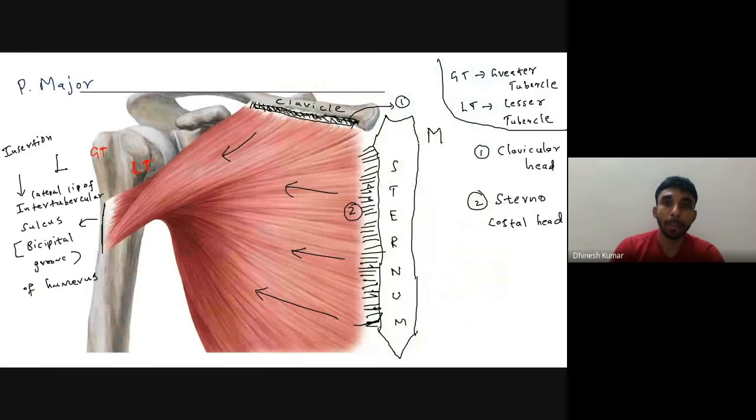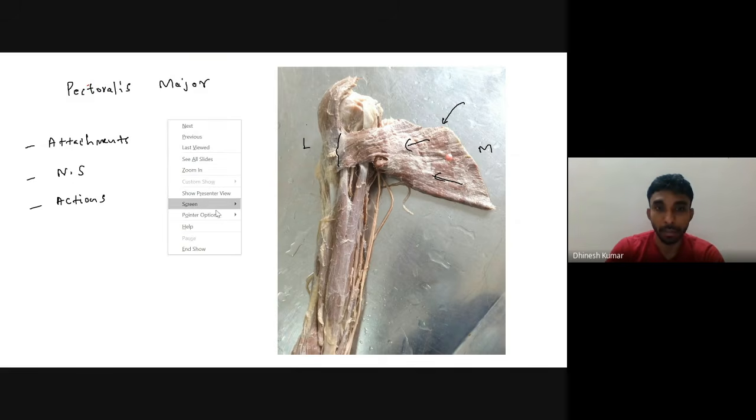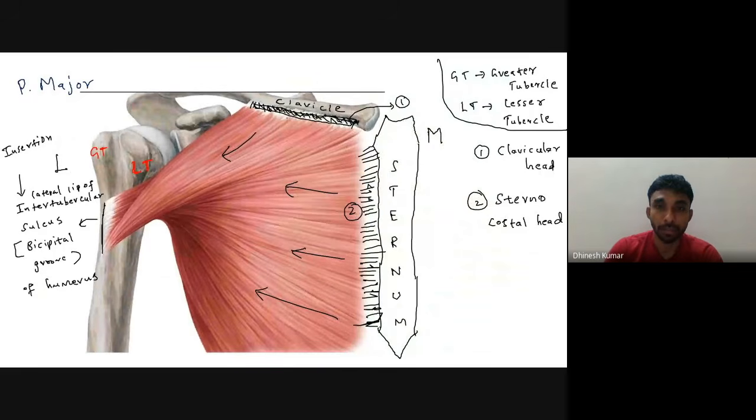So let's talk about the pectoralis major. The subquestions may be attachments, that is origin and insertion, or it may be nerve supply, or actions. Anything can be asked as a subquestion for this pectoralis major muscle: attachments, that is origin and insertion, then nerve supply, actions. So let's talk about it.